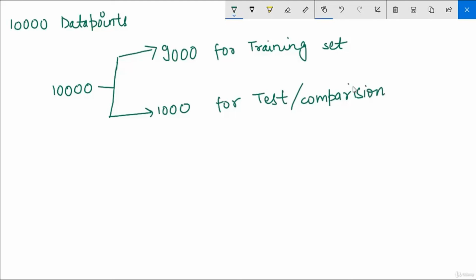Testing or comparison. All right. So, out of these 1,000 values, don't look at the 9,000 values right now. Now just focus on the testing comparison dataset, the 1,000 values which we are using for testing. Let's say out of these 1,000, 900 values, or 900 outcomes, were correct and 100 were wrong.